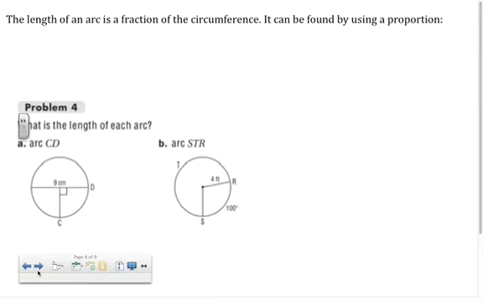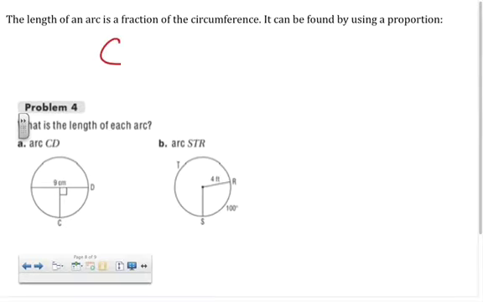On to finding the length of an arc. Remember I told you earlier that circumference is the length all the way around the circle. So does it make sense that the length of an arc would just be a fraction of that circumference? Two different ways that you can think about this, okay? You can think about this as a fraction of the circumference.